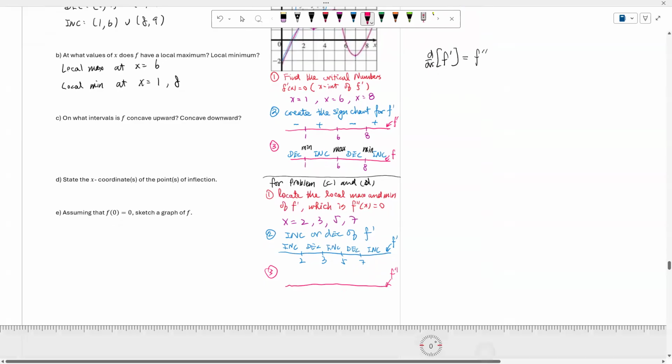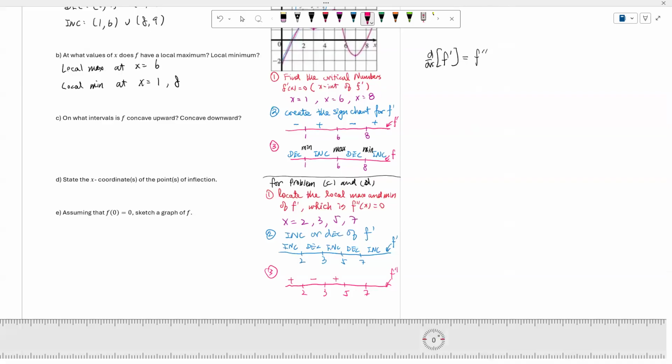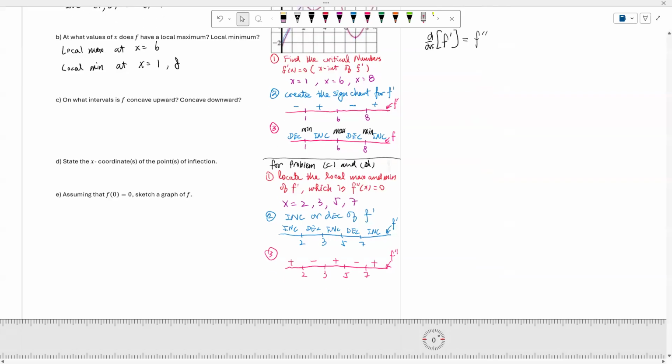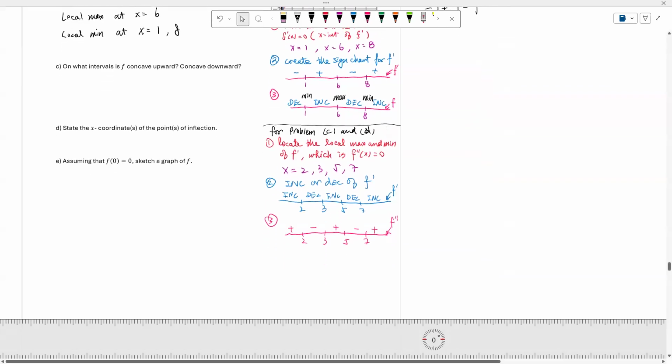So again, I still need to write down 2, 3, 5, and 7. Okay. Then remember, f prime increasing, meaning f double prime is positive. F prime decreasing, meaning f double prime is negative. Okay. And now, I know it's a lot of steps, huh?